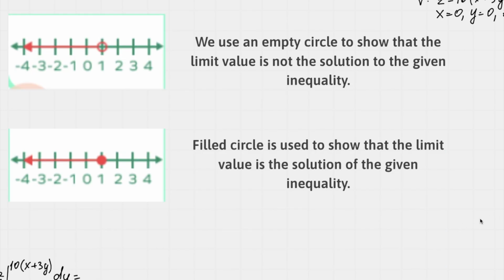So here we have it more clearly. So we use an empty circle to show that the limit value is not the solution to the given inequality. So in this case, x cannot be equal to 1. Now, in the second situation, the filled circle is used to show that the limit value can be the solution of the given inequality. So we filled in the color, and now we see that x can be equal to 1, and then it also can be any other value that's less than 1.